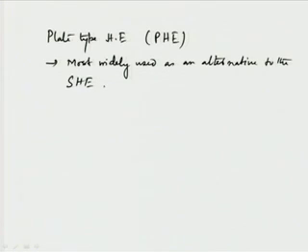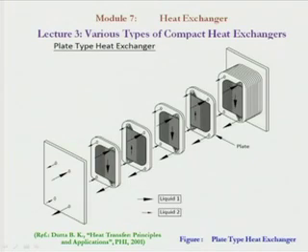If you see here, this is a typical diagram of a plate type heat exchanger. You can see these are the plates, and in each plate there are 4 holes. There are 2 types of fluids. This is the one fluid that is going like this, and this is the other fluid that is coming out like this. So this is the way the heat exchange takes place. It is a typical arrangement.